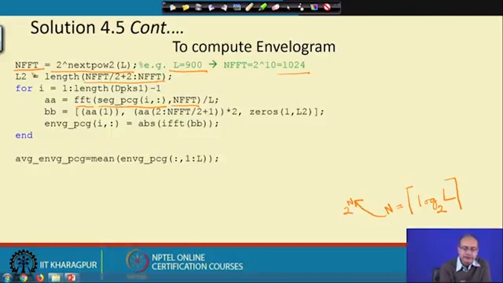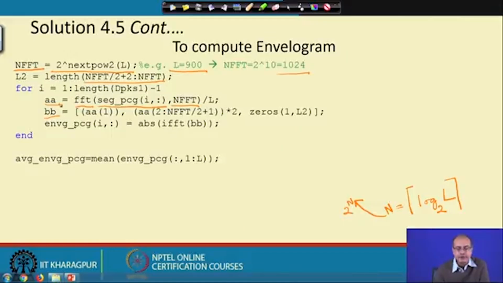Here, when computing the FFT, this subroutine FFT pads it further if it is less than NFFT. That means from 901 to 1024 it will pad with zeros and then compute the FFT. And once that is done, in the variable b, what are we keeping? We are keeping the coefficients. These are the coefficients of the Fourier transform of the PCG signal, which is a real signal.